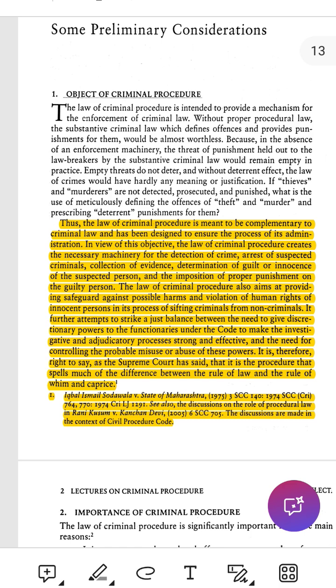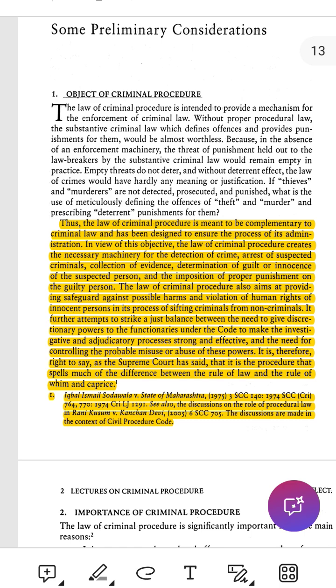Example, if someone is suspected of stealing, criminal procedure helps the police investigate the crime, arrest the suspect, collect evidence like witness statements or stolen items, and take the suspect to court. The court will then decide if the person is guilty, and if they are, punish them properly, e.g. sending them to jail or fining them.